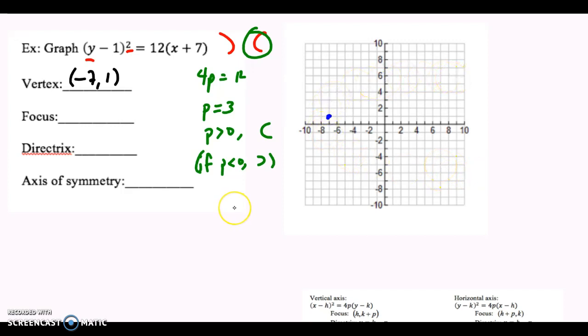What I need to do now is just plot the focus and the directrix. The focus is going to be, again, 3 units away from the vertex. So if I go 3 units towards on the x-axis, away from the vertex, that's going to get me at -4, 1.